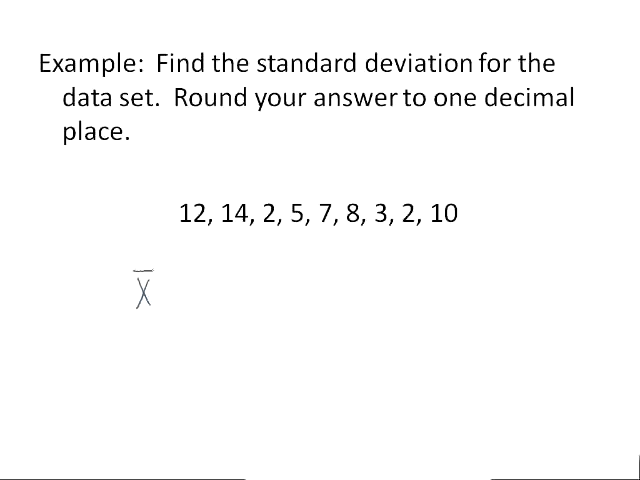So remember the sample mean, we represented that by X bar. That was the sum of all your data points divided by how many data points you have. So the sum of all these data points is 63, and there are 9 data points. So our mean for this data set is equal to 7. Now we're going to use this mean of 7 in calculating the standard deviation.